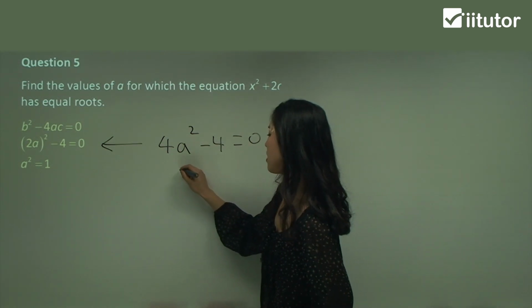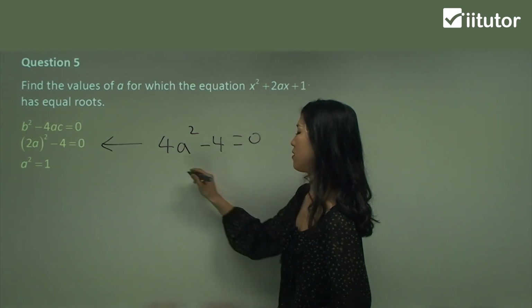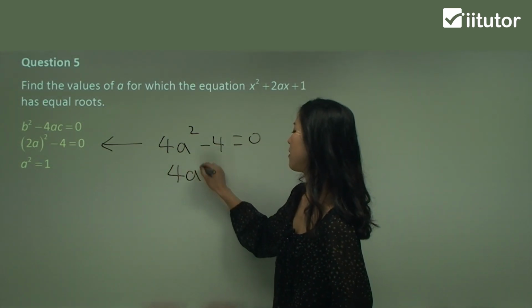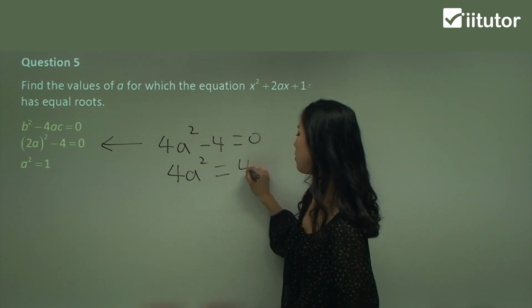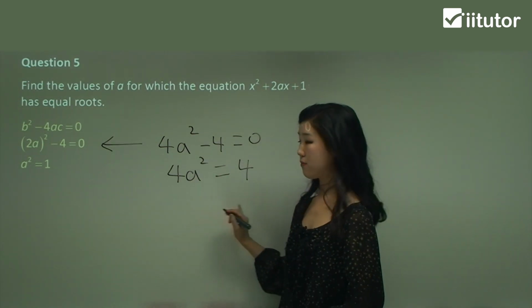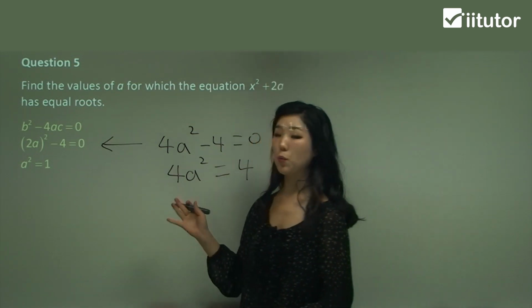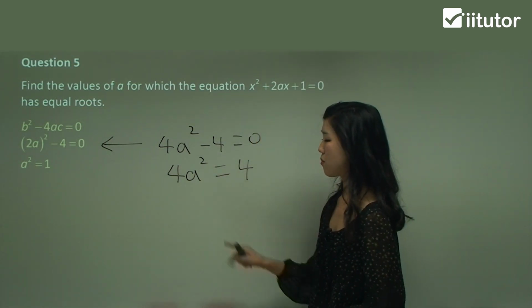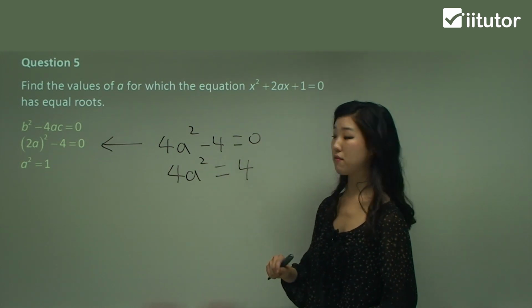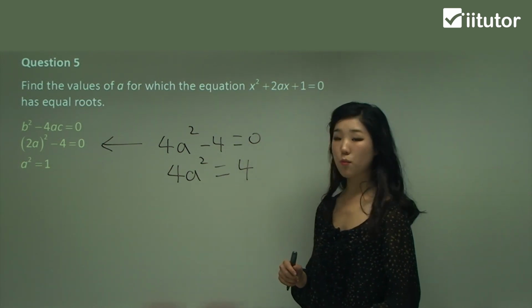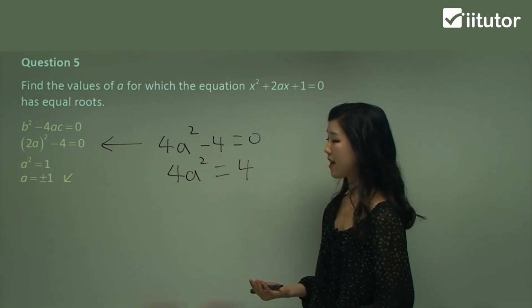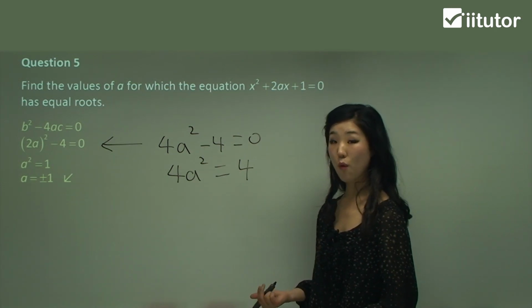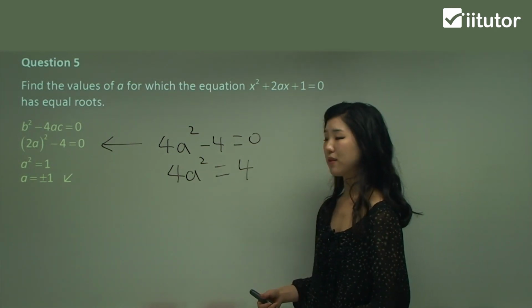So therefore, I'll move 4 over to the other side. So I get 4a squared equal to 4. If I divide both sides by 4, I will get a squared equals 1, won't I? I get a squared equals 1 from this step by dividing both sides by 4. If a squared equals 1, then basically a is simply plus or minus 1, isn't it? Please don't forget your plus minus sign.